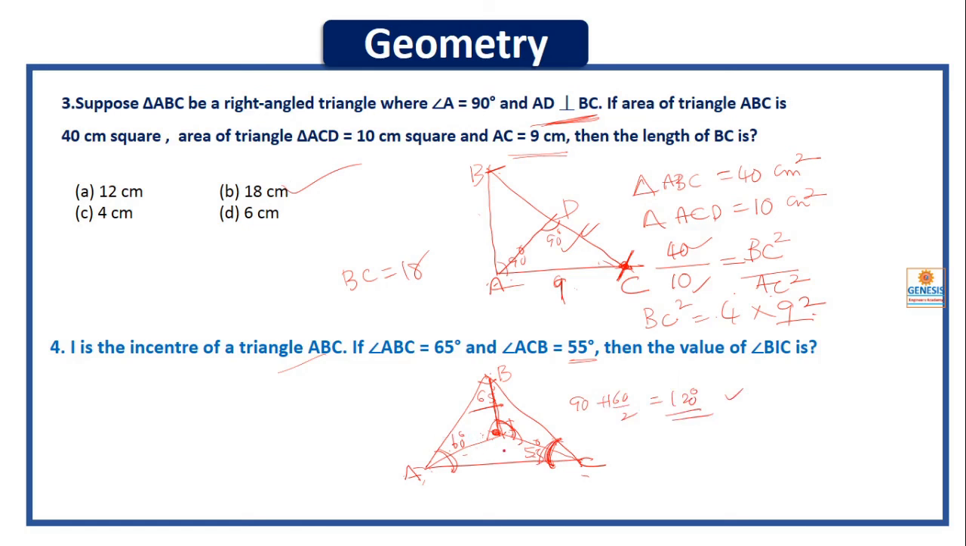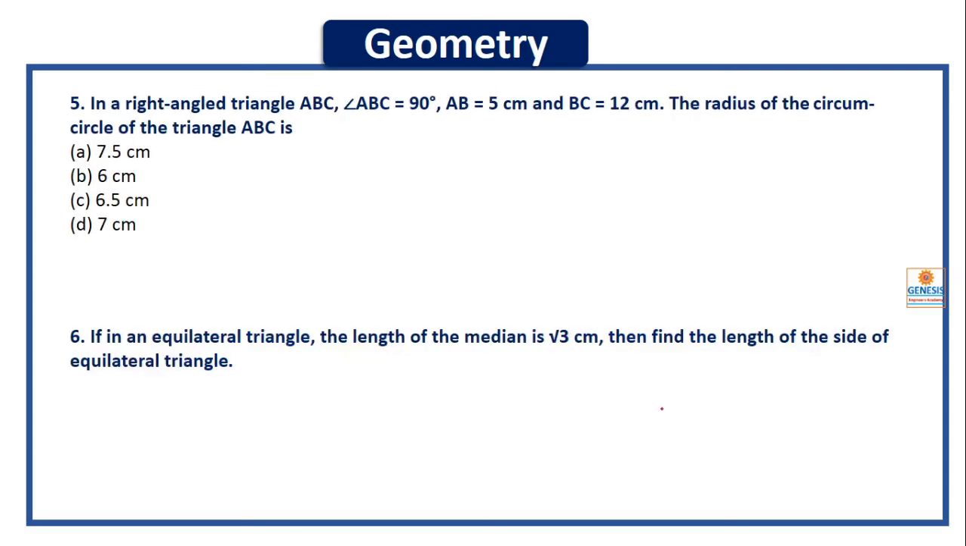So take the precaution while mentioning. ABC means B is the angle. ACB means C is the angle. So he is asking about BIC. So BIC angle is 90 plus angle A by 2, 90 plus 60 by 2. So that is 30 and 90, it is 120.